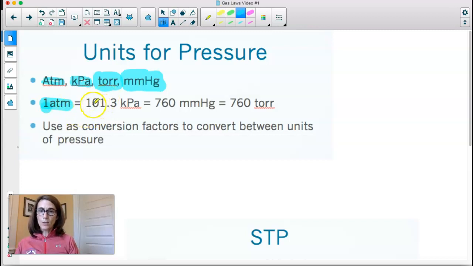And it's important to know this relationship here, that 1 ATM, so 1 atmosphere, equals 101.3 kilopascals, which is also equal to 760 millimeters of mercury and 760 torr. And we will use those relationships as conversion factors to convert between units of pressure. So those are important to remember.